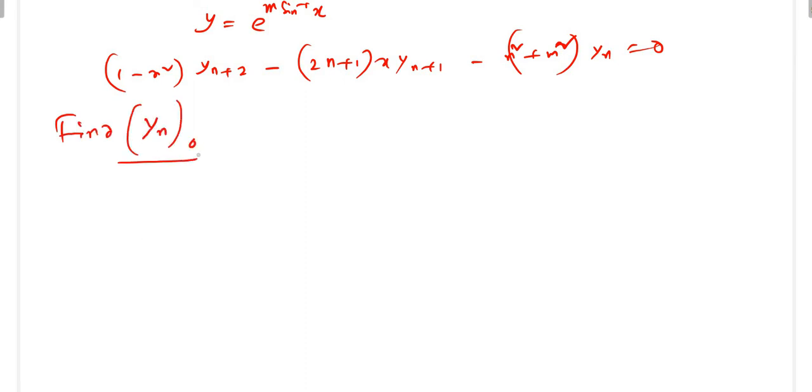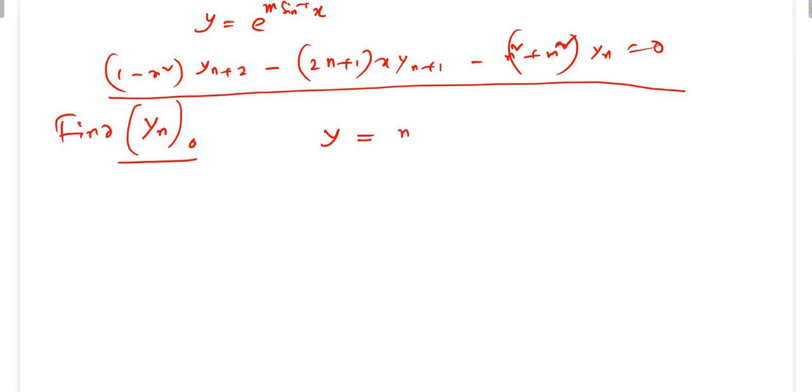This type of question is very important when you have to give the exam in MCQ. Whenever you have this expression, it is very easy to find out yn at 0. Okay, so what is y? y equal to e to the power m sin inverse x. It is given to you.